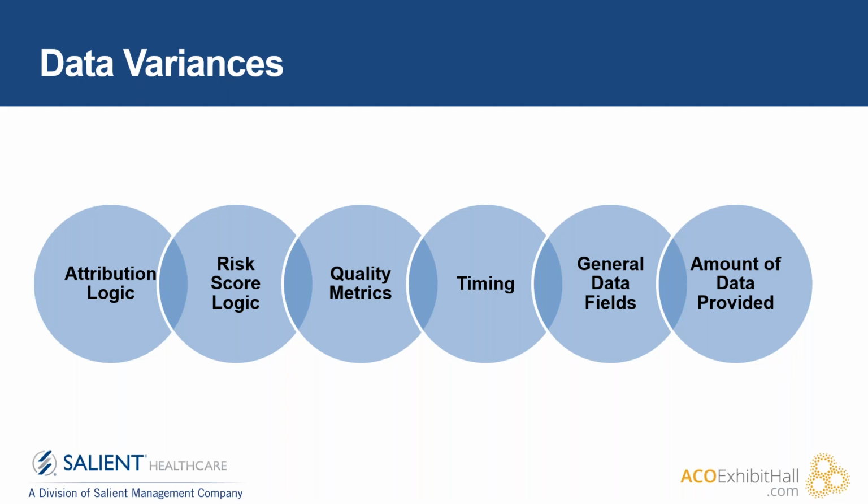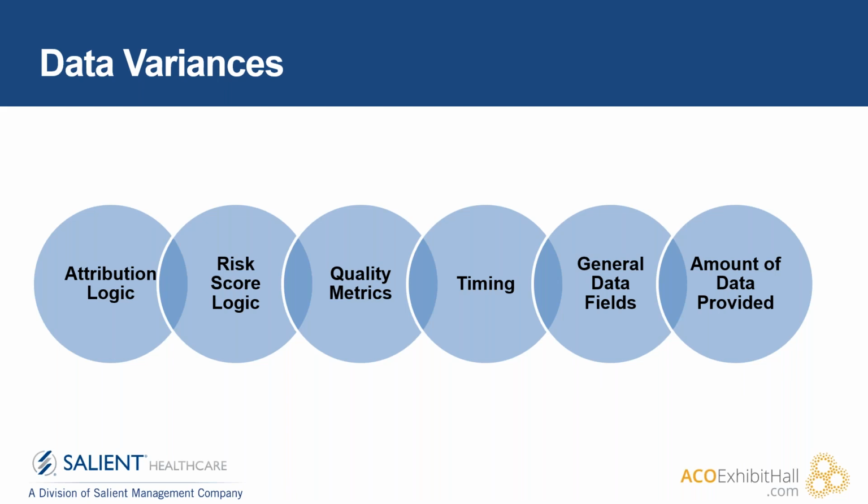So first, attribution logic is a big one. You've got prospective and prospective with retrospective reconciliation. Regardless of which you choose, managing that data can be difficult when you've got several contracts, all of which might follow different attribution methodologies.